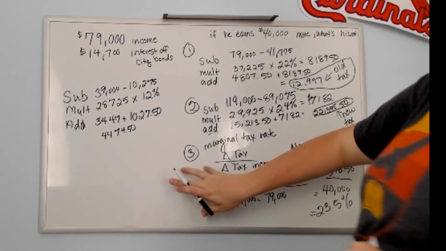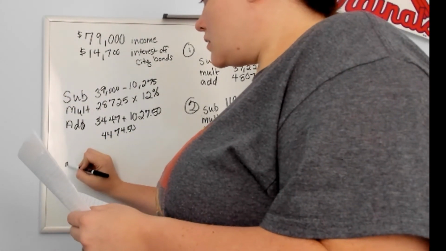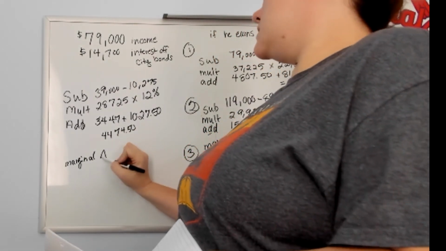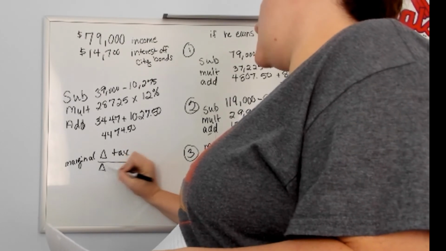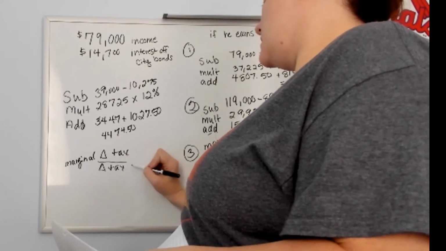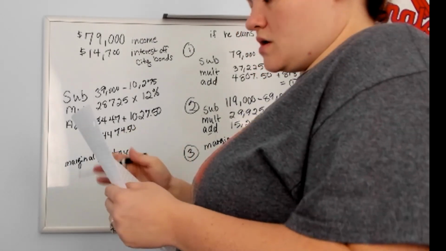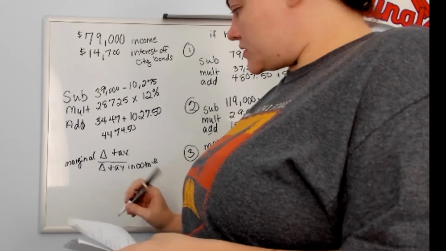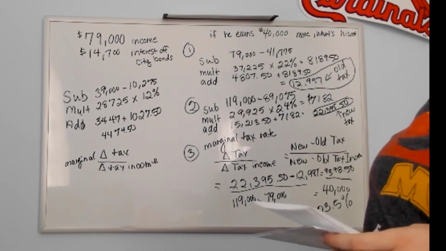Then we're going to come down and do the marginal tax rate. So the marginal rate is the change in tax over the change in taxable income. If you can't see well, I'll take a picture of this too and post it. It makes it a little bit easier for you to see, because I'm standing half in front of the board.